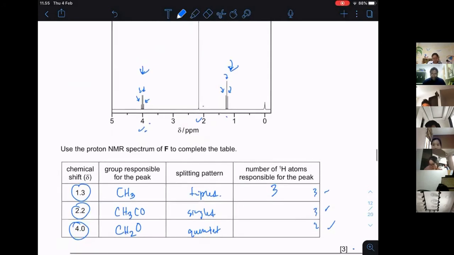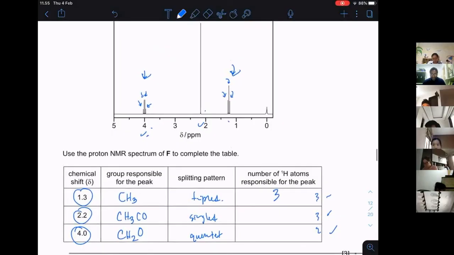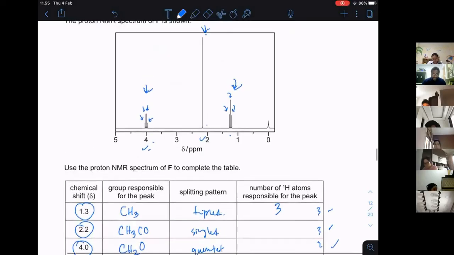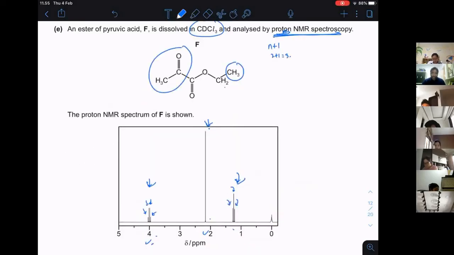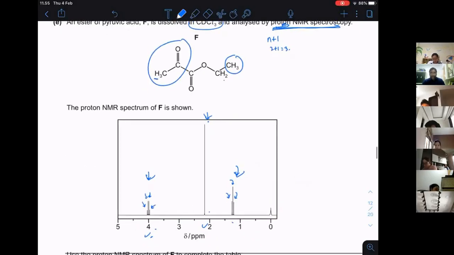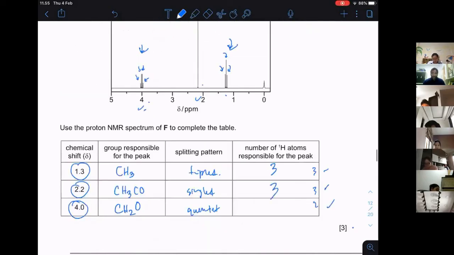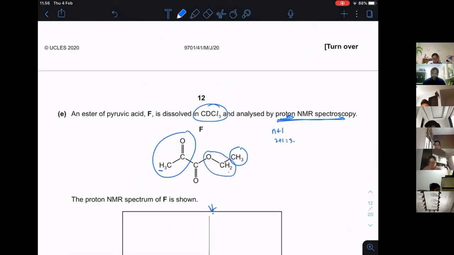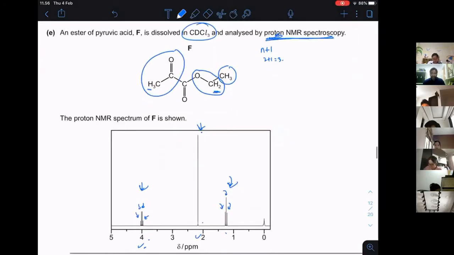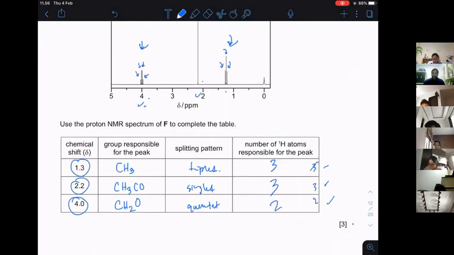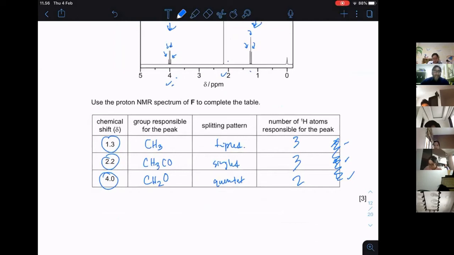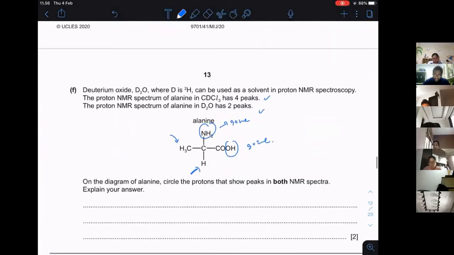And then if it is going to be a singlet, okay, for 2.2, the one that has CH3O, this one, okay, so this hydrogen, in total they have 3 also, so you put 3. And then CH2O, which is going to be this one, okay, how many? Total 2, so 2. Okay, so the next one that I want to discuss is this one.